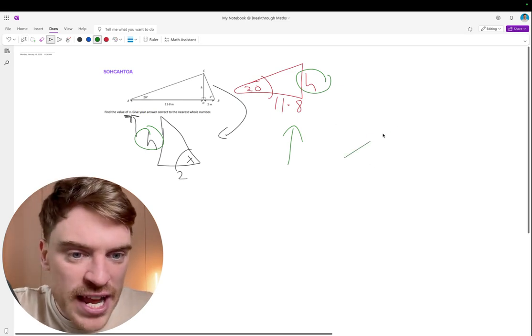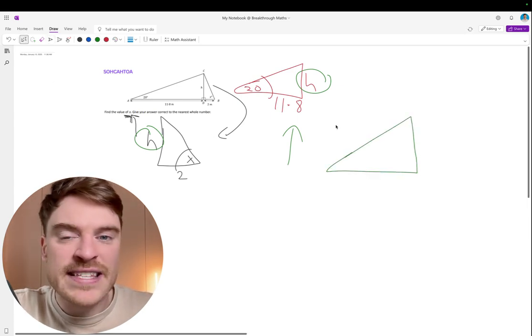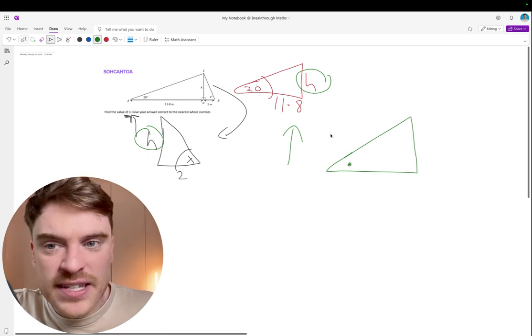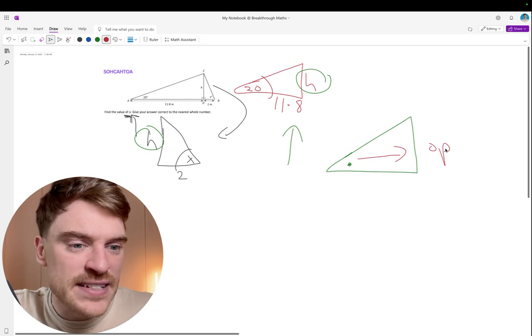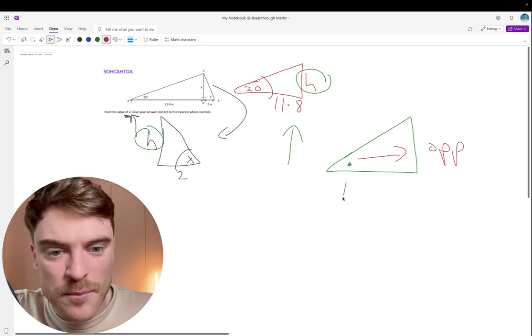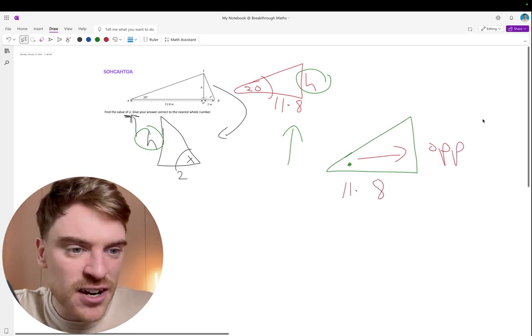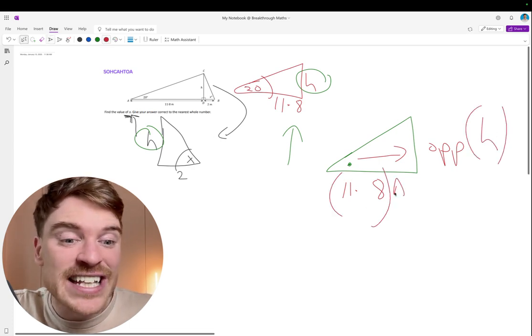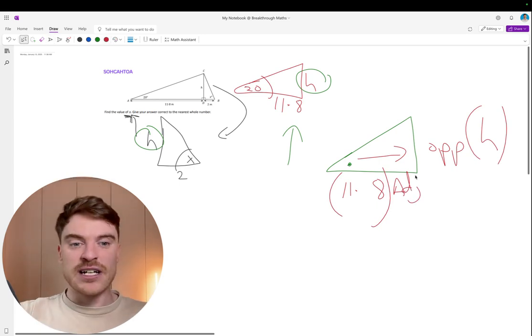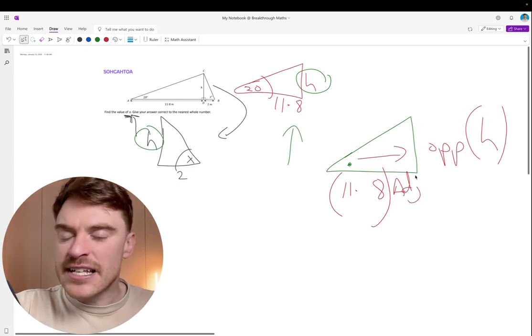Now, here's your triangle, okay? What is the opposite here? This is the opposite. So opposite over, because 11.8 is on the bottom. This is h here. What's on the bottom? It's the adjacent. All right. So when you're looking at SOHCAHTOA, which one here is opposite over adjacent?